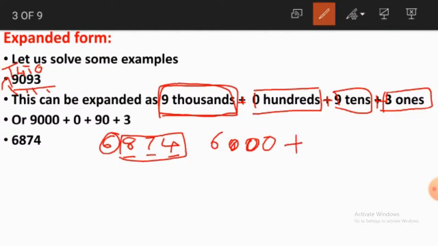Then keep the plus symbol. Second digit is 8. Write 8 here. After 8 we are having 2 digits, 7 and 4. How many digits are we having, children? After 8 we are having 2 digits, 7 and 4. So we keep 2 zeros here. Then keep the plus symbol. Third digit is 7. After 7 we have 1 digit. So we write 70. Again plus. The last digit is 4.